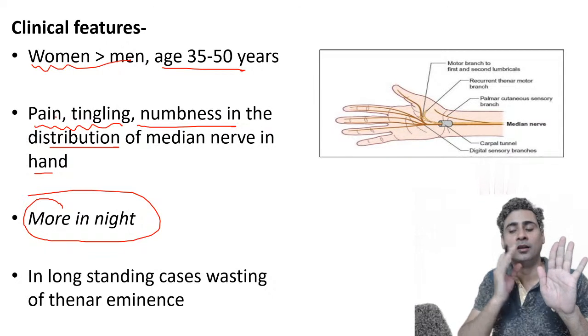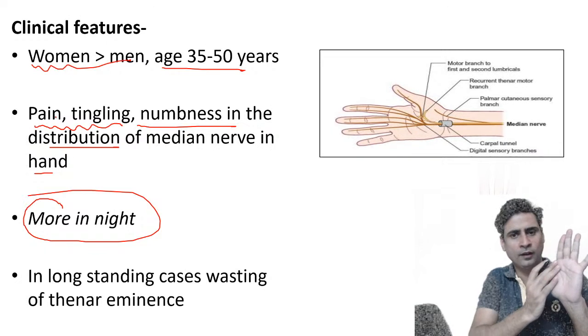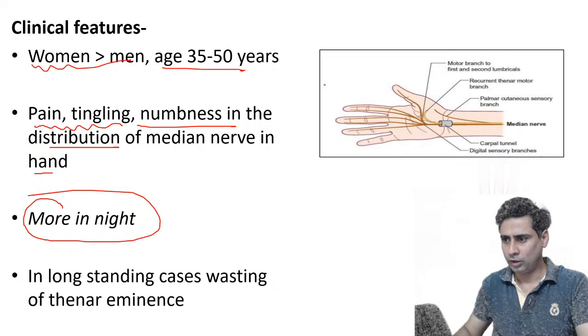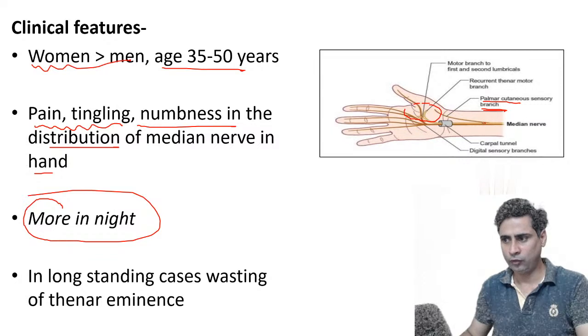But these sensory symptoms will be there only in the lateral 3.5 fingers, not over the lateral 2/3 of the palm, because the lateral 2/3 of the palm, which is supplied by the median nerve, is supplied through the palmar cutaneous branch, which is given in the distal forearm, and it traverses superficial to the transverse carpal ligament. It is not there in the carpal tunnel. So in carpal tunnel syndrome, this branch is not involved.